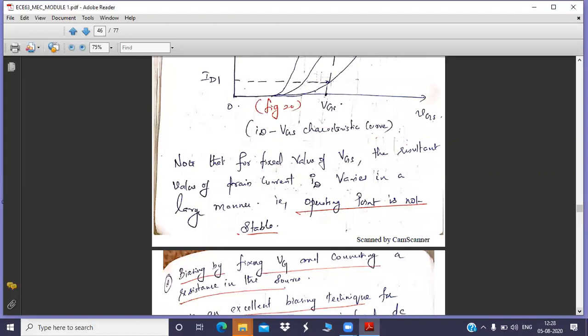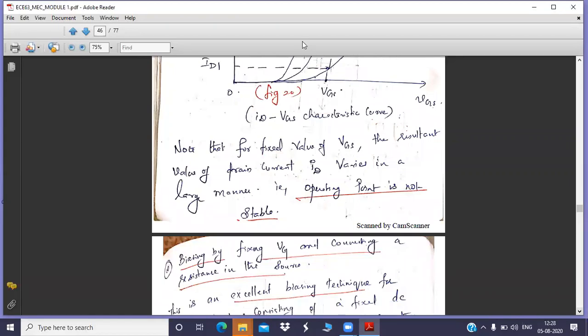Is it clear? Any doubt with respect to the first technique of biasing? Bhavani? No, sir. Okay. Yeah, fine now.